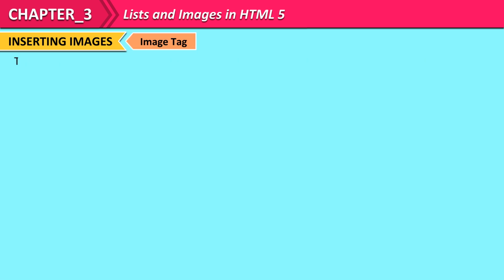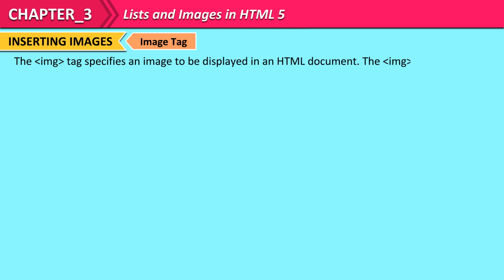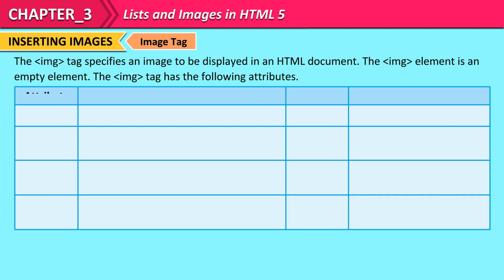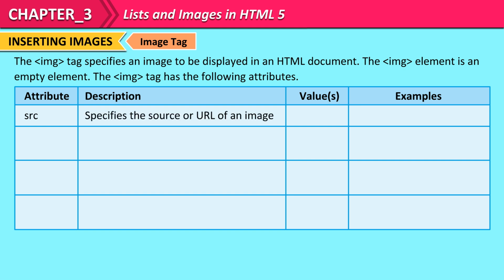Image tag. The image tag specifies an image to be displayed in an HTML document. The image element is an empty element. The image tag has the following attributes: attribute, description, values. Example: src specifies the source or URL of an image. URL: image source is equal to rose.jpg.